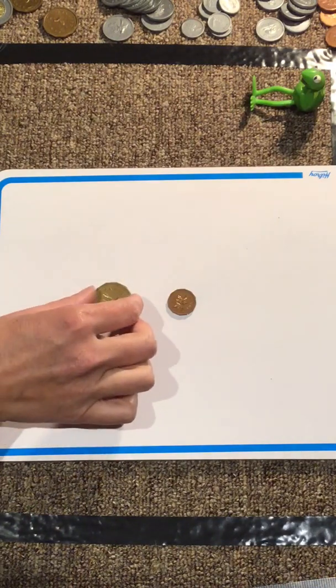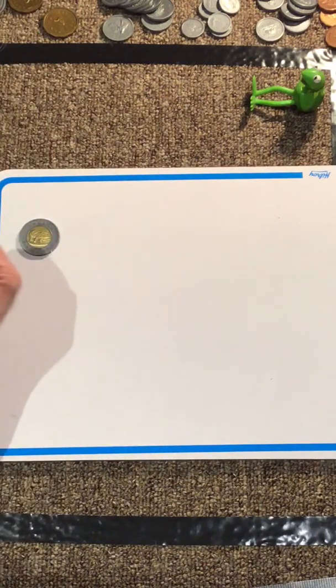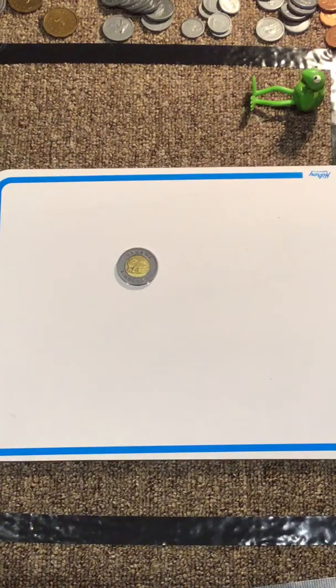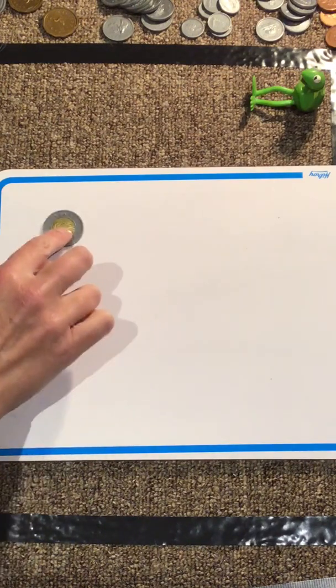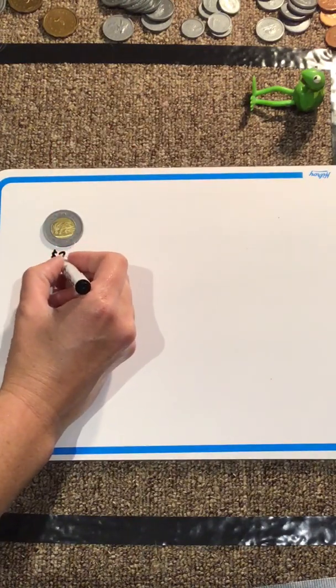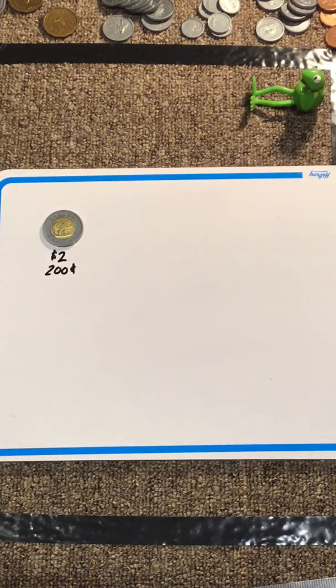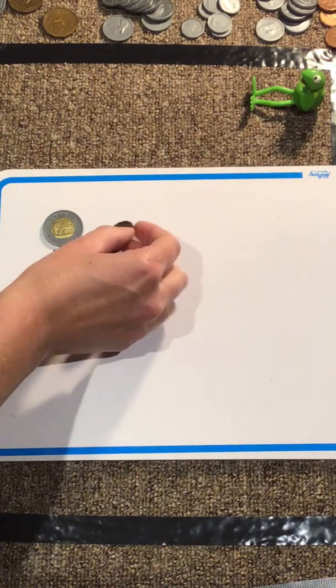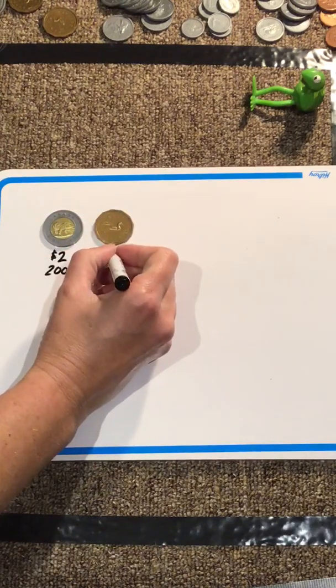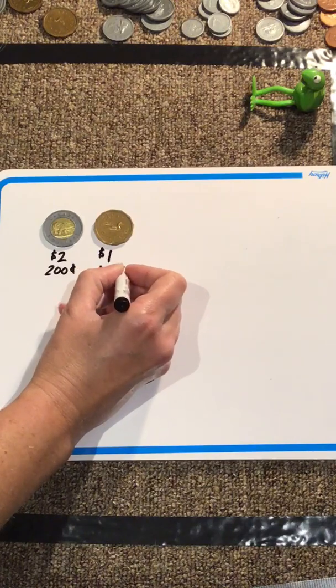So, we've got the Canadian coins. We've got our friend the toonie, worth 200 cents or $2. So it could be $2, or we could say 200 cents. We've got our friend the loonie, which is $1, one whole dollar, otherwise known as 100 cents.